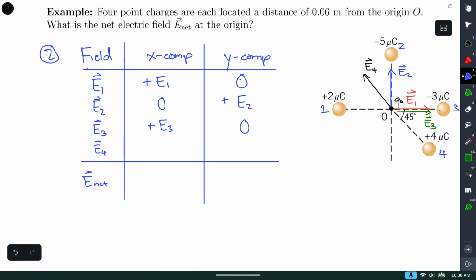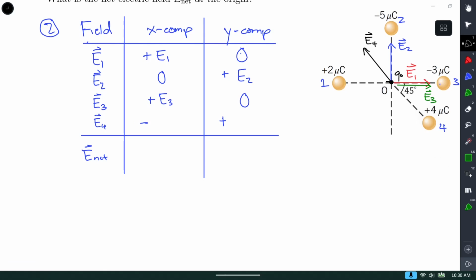And then for E4, tell me about just left, right, up or down, so the signs of my x and y components. What's the sign for the x component? Negative. Because it points to the left. And then what about the y component? Positive, it points up. Now we have to ask ourselves, how much to the left does it point? How much upward does it point? And for that, I need to sketch in my components. It points to the left by that much. That is E4x. It points up by that much. That is E4y. And those are what I have to now find the lengths of.